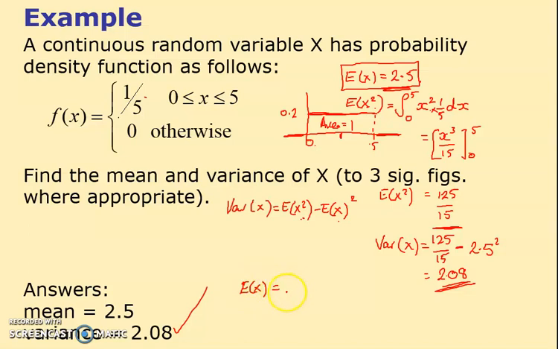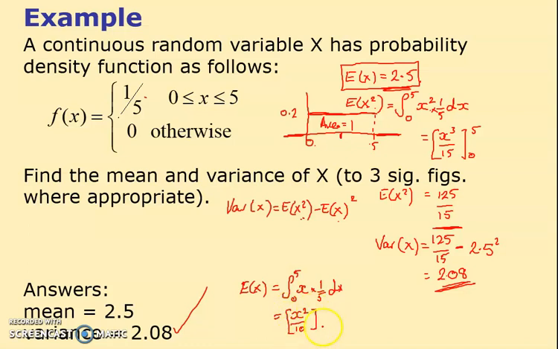It equals then, if I was to find this, say I didn't spot that it was symmetrical, I could do this by saying, what's the integral? And when I did E of x squared, I had to insert this x squared in, when it's E of x, I just insert the x in, times by a fifth dx between 0 and 5. So that's a fifth x. If I was to add a power and divide by a power, that becomes x squared over 10.